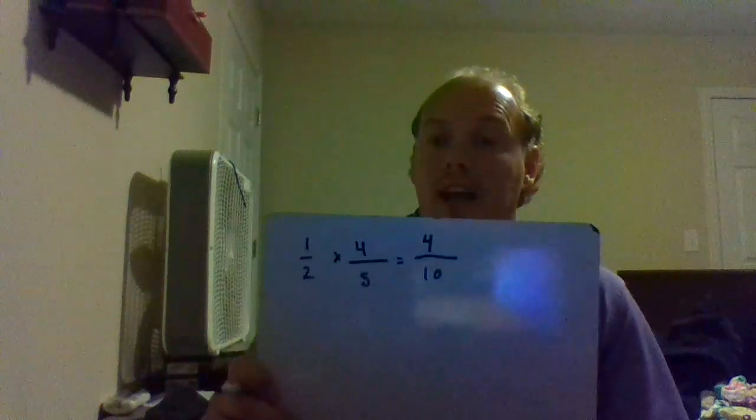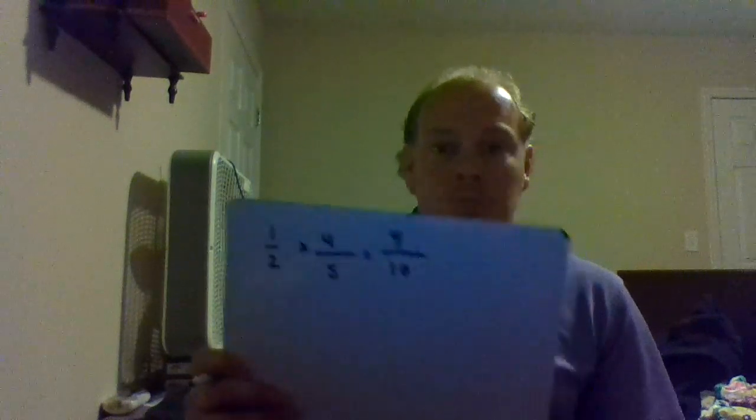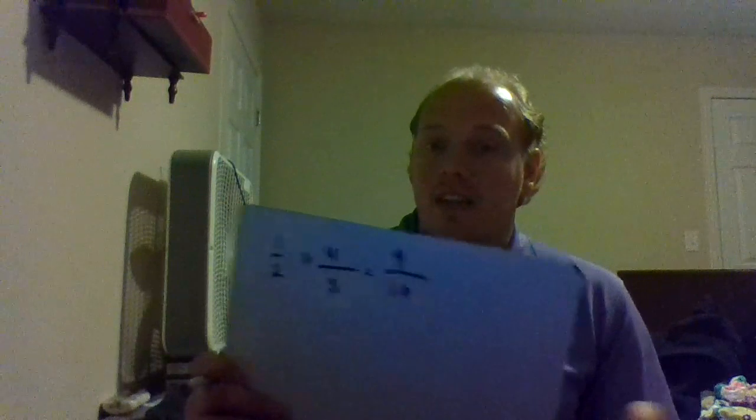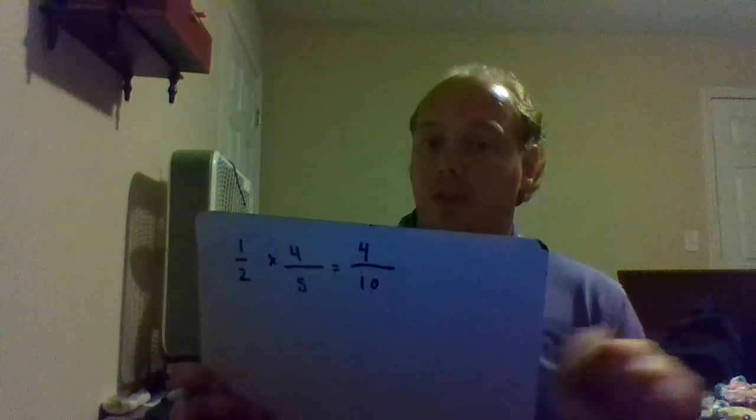So when we're multiplying fractions, all we do is we multiply straight across. 1 times 4 is 4. And on the bottom, 2 times 5 is 10. So when we multiply 1/2 times 4/5, we get 4/10. That's pretty simple. But we're not done. And this is why what I'm going to show you is going to help you so much.